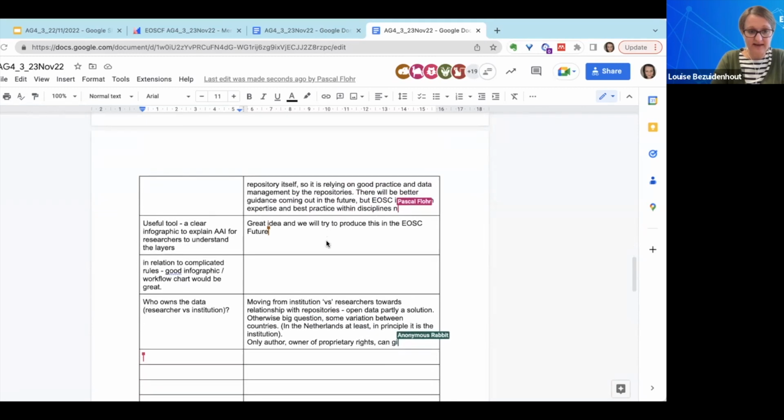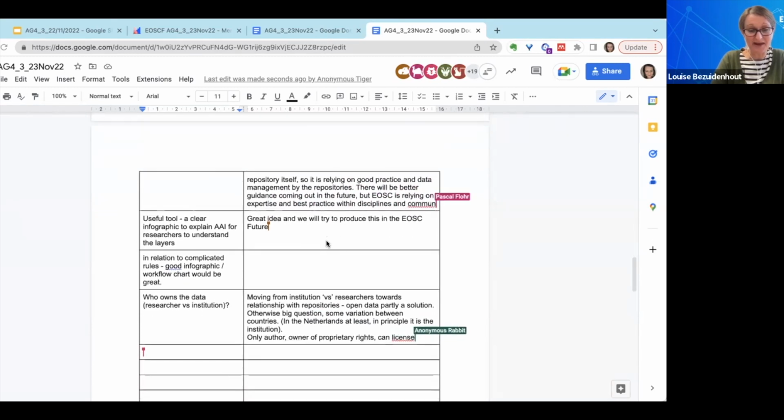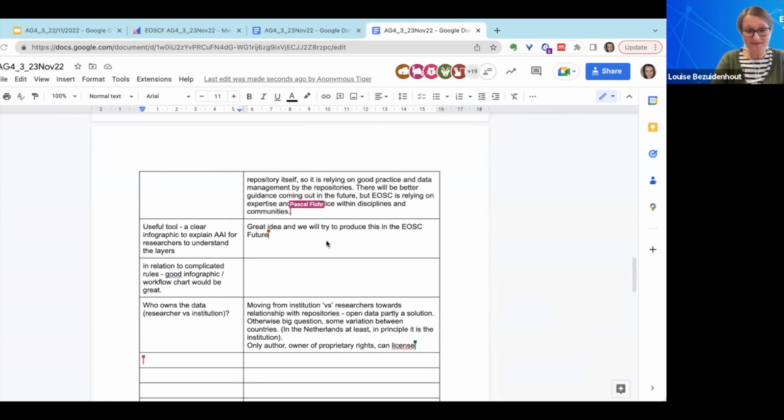In terms of a clear infographic to explain AAI for research to understand, that is definitely something that we have already been talking about in EOSC Future, and hopefully in the coming months we'll be able to recontact you and let you know that we've actually been able to do something about this.